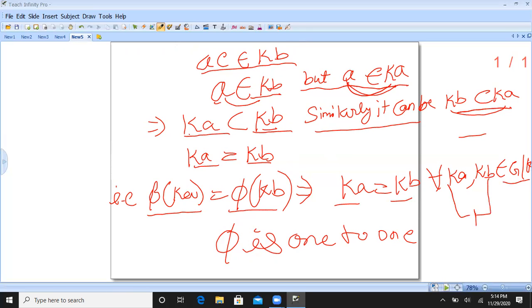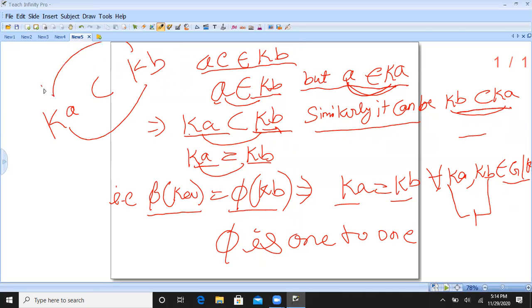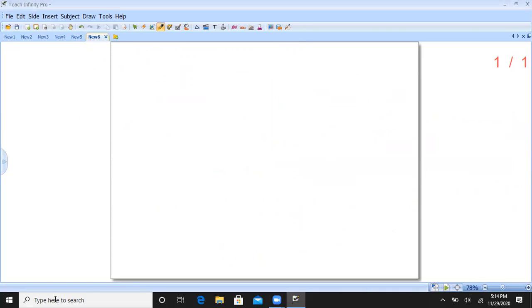Since each is a subset of the other, I am noting KA is a subset of KB and vice versa. As usual, we can say that phi is a 1 to 1 mapping. Okay, next is the last proof.